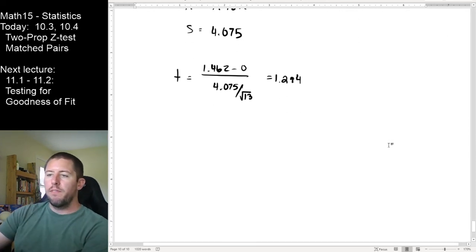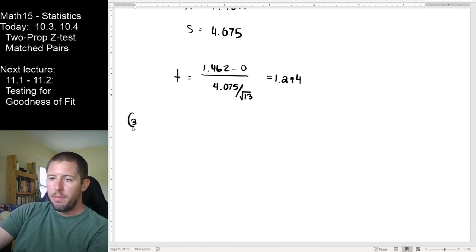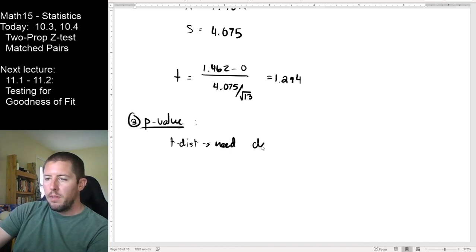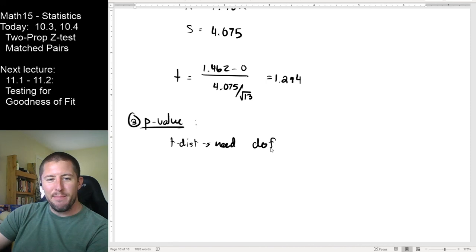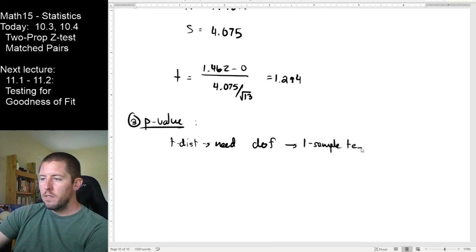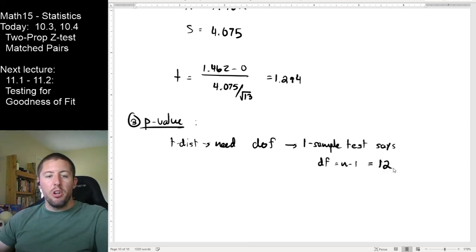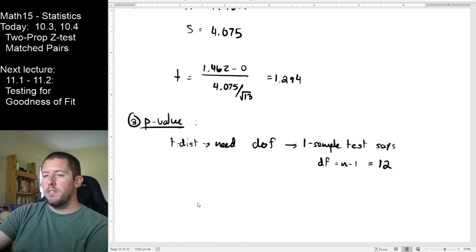Right? So now we've computed our test statistic. For step 3, we want to compute our p-value. And so for this guy right here, we know for the t-distribution, we need our degrees of freedom. We're very lucky that we're not performing a 2-sample t-test right here because we'd need our gross formula. Instead, because this is a 1-sample test, it's just n minus 1. So in that case, for us it will be 12. Since we had 13 observations in our sample, we'll have 12 degrees of freedom.